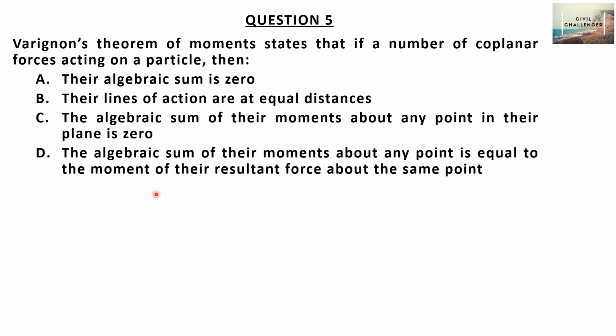Now, the next question is, Varignon's theorem of moments states that if a number of coplanar forces act on a particle, then option A, their algebraic sum is 0. Option B, their lines of action are at equal distances. Option C, the algebraic sum of their moments about any point in their plane is 0. Option D, the algebraic sum of their moments about any point is equal to the moment of their resultant force about the same point.